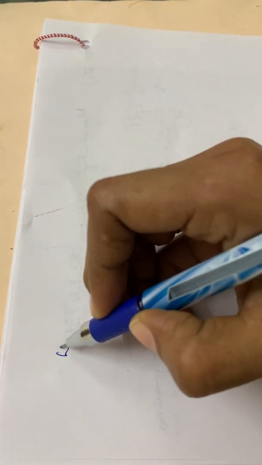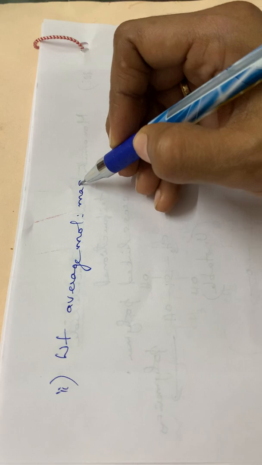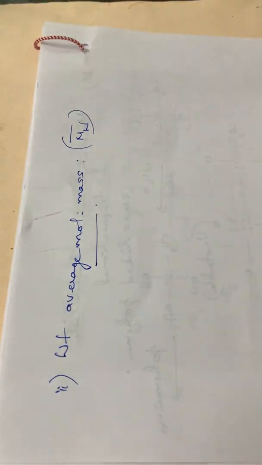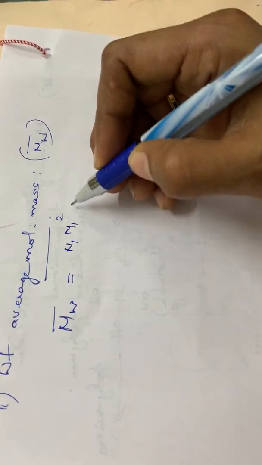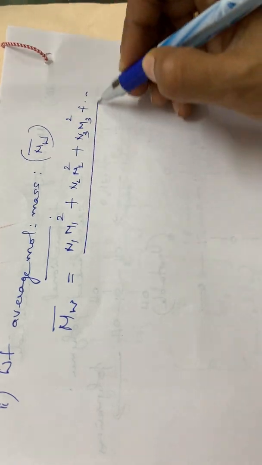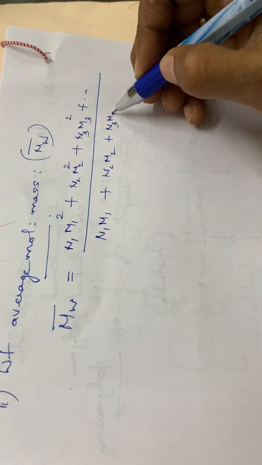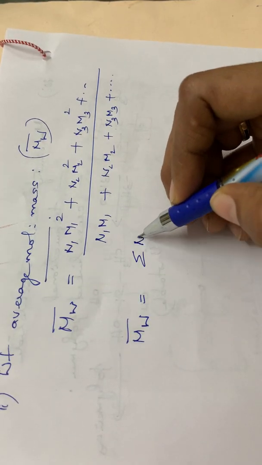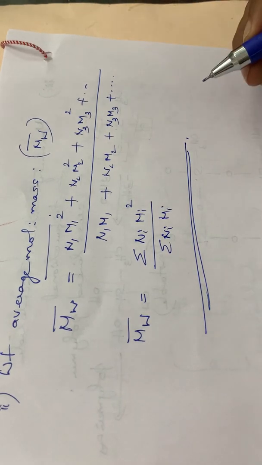Then the next is the weight average molecular mass, denoted by M bar W. See here, in the weight average molecular mass, the formula we can write as M bar W is equal to N1 M1 square plus N2 M2 square plus N3 M3 square plus etc. divided by N1 M1 plus N2 M2 plus N3 M3 plus etc. Or in brief, M bar W is equal to sigma Ni Mi square divided by sigma Ni Mi. Okay, so this is weight average and number average molecular mass.